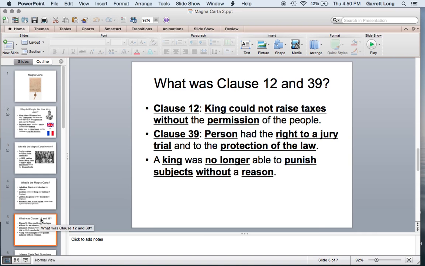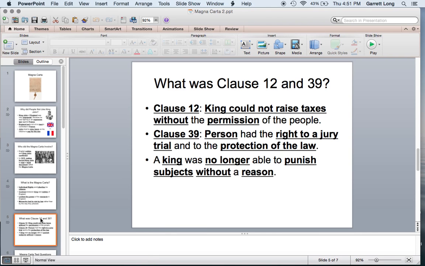So two important clauses that we need to mention, Clause 12 and Clause 39. Clause 12 had to do with the monarch trying to raise taxes. And he could no longer raise taxes without the permission of the people. So before, if the king wanted to raise taxes, he would just do it. He wouldn't have to ask anyone's permission or get anyone's approval. And now, according to Clause 12, he would have to get permission to raise taxes to get money if he needed it.